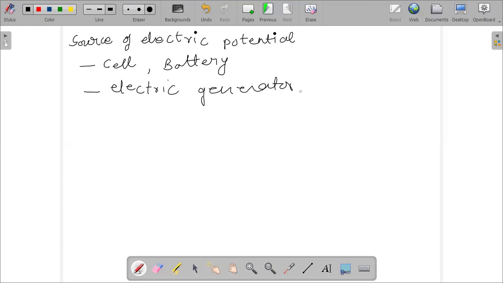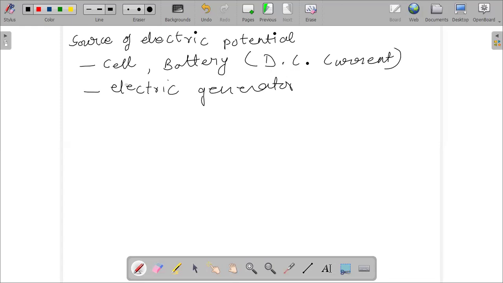The electric generator, you have two types. Either it can generate a DC current or it can generate an AC current. Whereas a cell and a battery, they are the sources only for DC current. So in your next chapter, we'll be discussing DC current and AC current. DC current is also called the direct current. So we'll be discussing what is DC current and what is AC current, right?